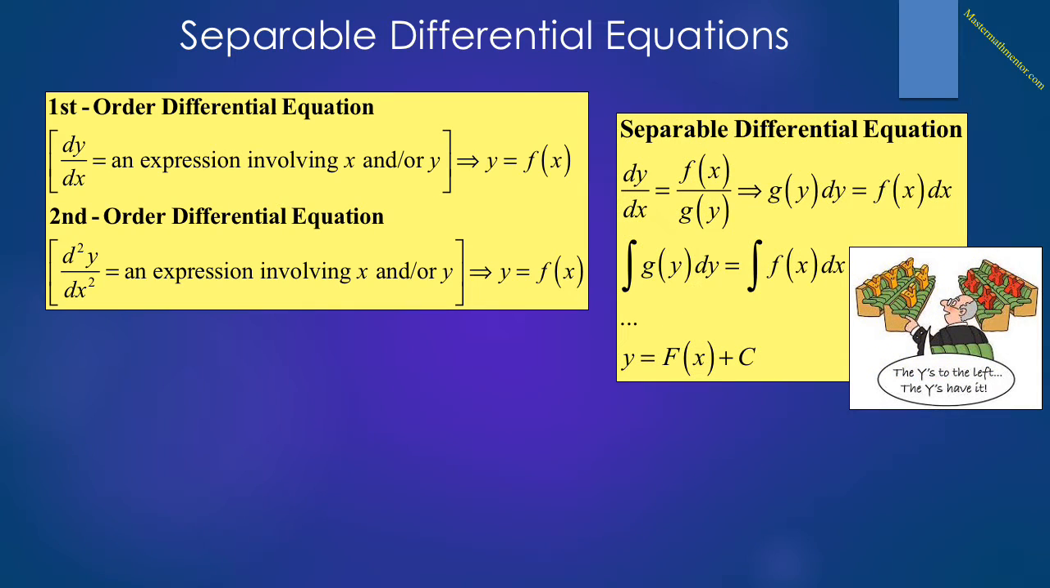While not necessarily initially appearing that way, a separable differential equation can be put in the form of dy dx is equal to f of x over g of y. And when cross-multiplying, we get g of y dy is equal to f of x dx. This is called separating. All the y's are on one side, all the x's are on the other.